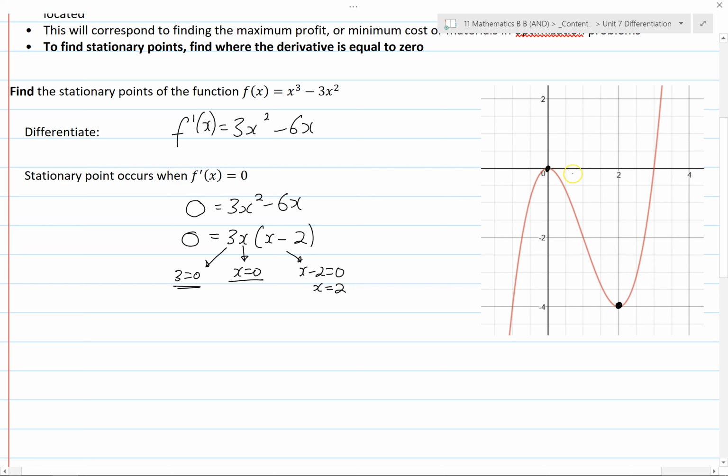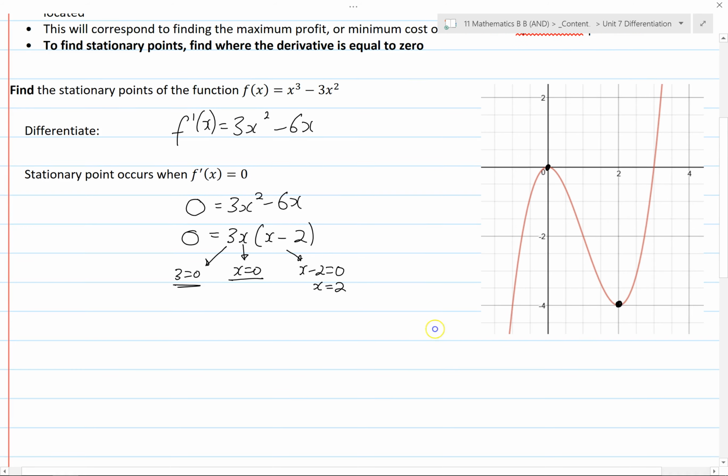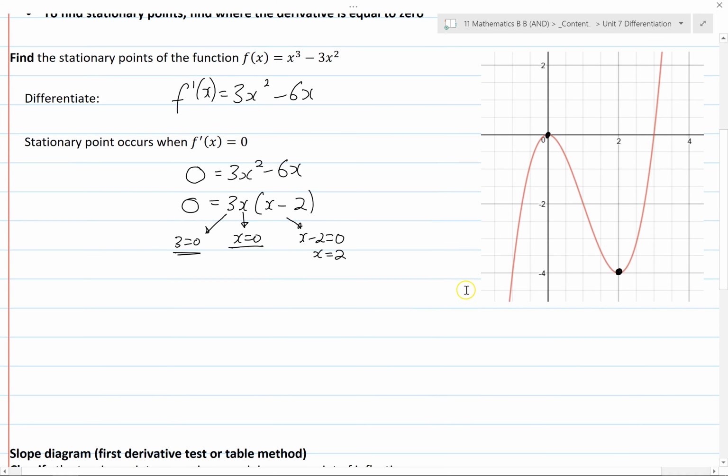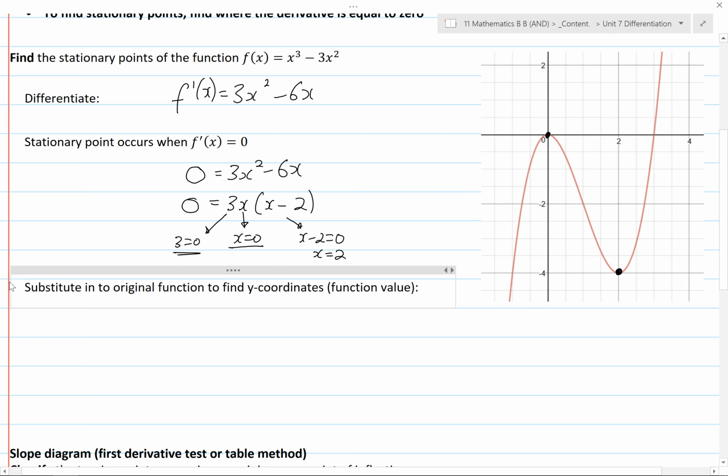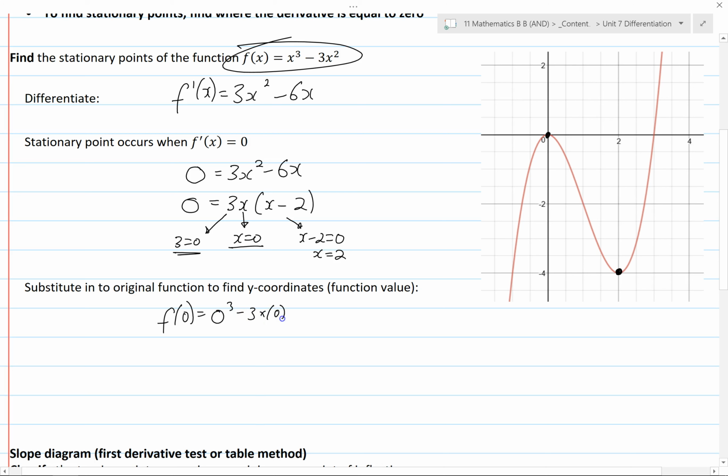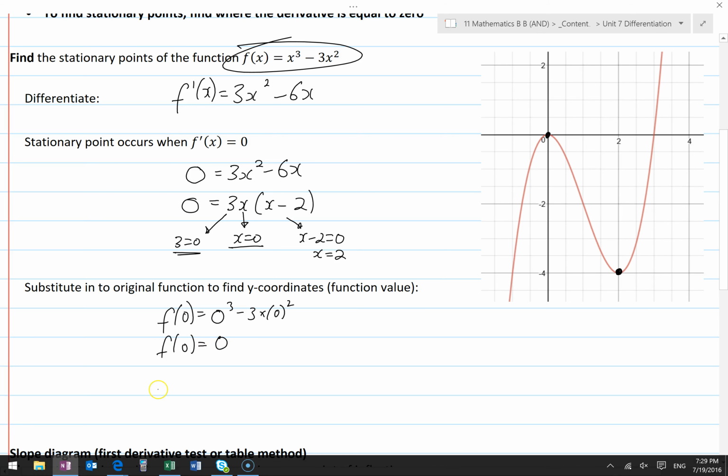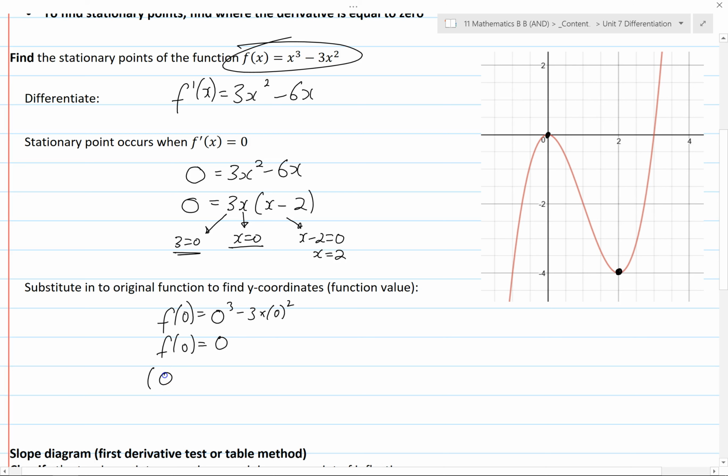If we look at the 2 points that we've identified on our graph, we can see that the x-coordinates of these points are 0 and 2. We also need to find the y-coordinate, or the function value, of these 2 points, so we need to substitute into the original function. For my first point, I need to find f of 0, which in my original function will be 0 cubed minus 3 times 0 squared. So f of 0 is 0, and my first stationary point is (0, 0).